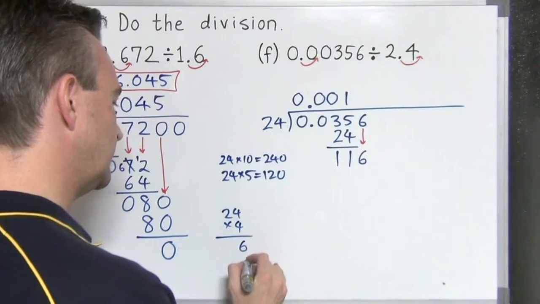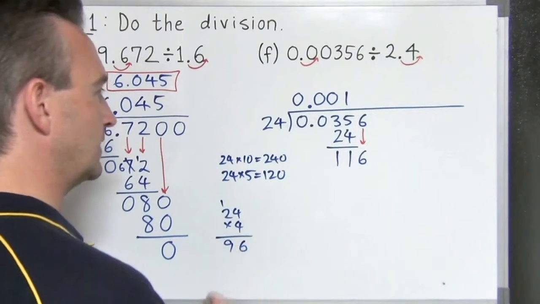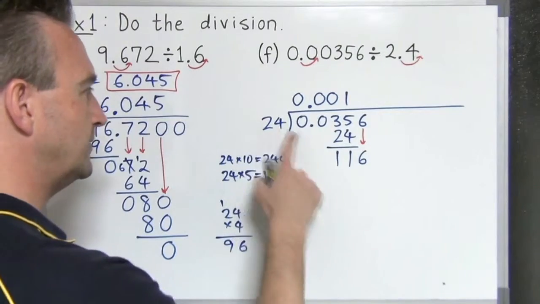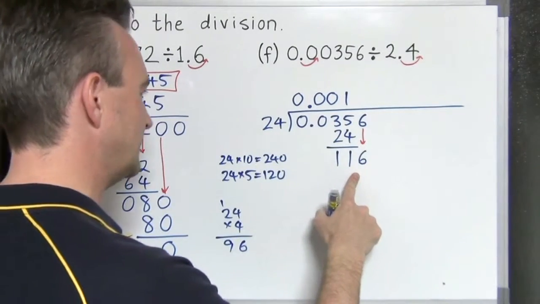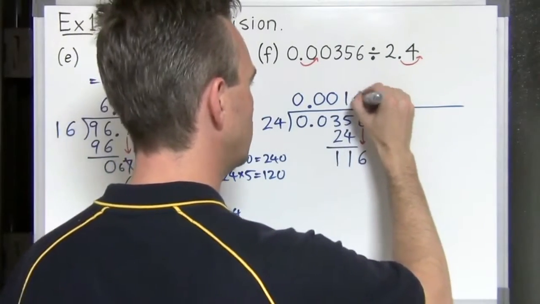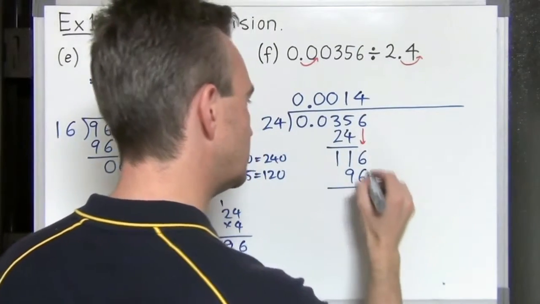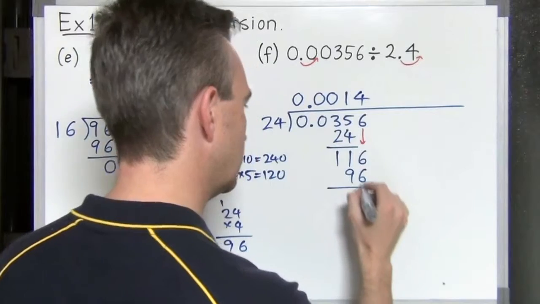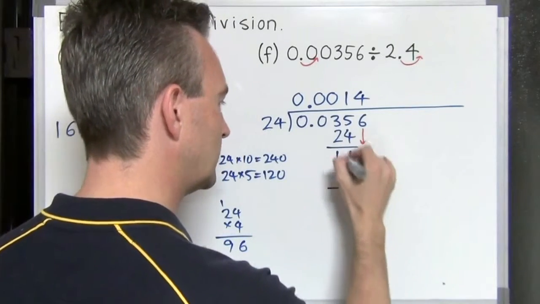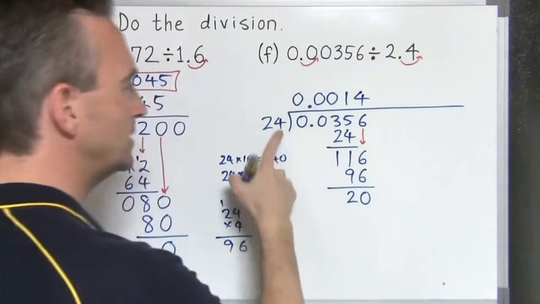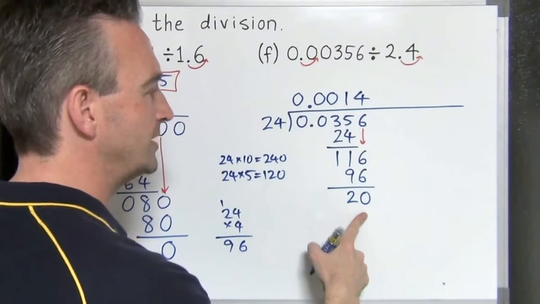4 4s are 16. Carry the 1. 2 4s are 8. 1's 9. 96. So 24 into 116 is going to go 4 times. 4 times 24 is 96. Subtract 6 minus 6, 0. 1 minus 9 can't do, 11 minus 9 is 2. 24 into 20 does not go, as it shouldn't.